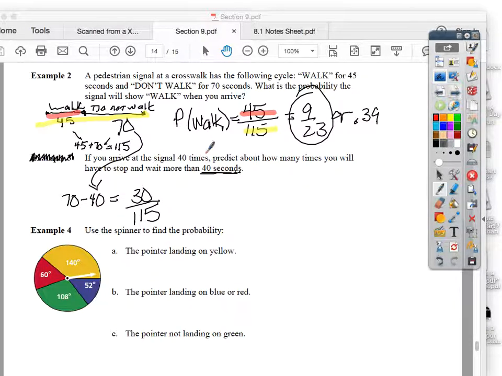My gosh, whoever's doing this, we need to get them a hobby, right, people? Like, seriously, you're going to go to the same signal 40 times and see if it walks? For no more than 40 seconds you have to wait? Anyway, 40 times you're doing this.